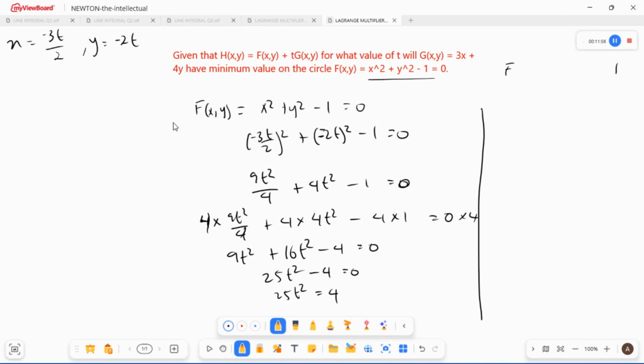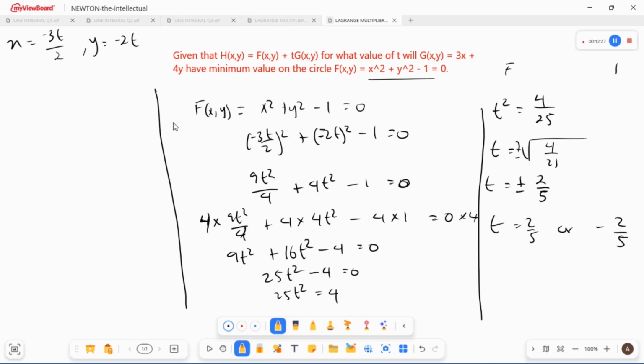So now we can solve for t. So we have t squared equals 4 over 25. So then we have t is equal to the square root of 4 over 25. We have plus or minus. We have t is equal to plus or minus 2 over 5. So now we have two values for t. But the question is asking us to find the minimum value on the circle. We already got the value for t. So now which one is going to be the minimum? Is it when t is equal to 2 over 5 or when t is equal to minus 2 over 5? Let's see how we compute that.